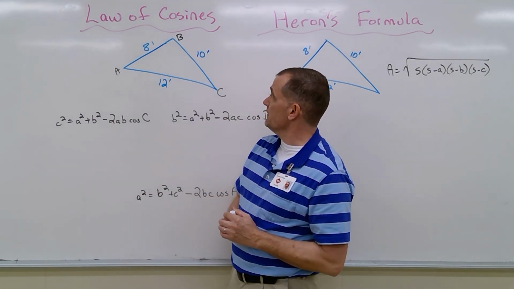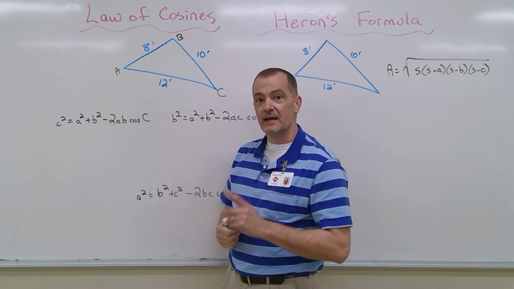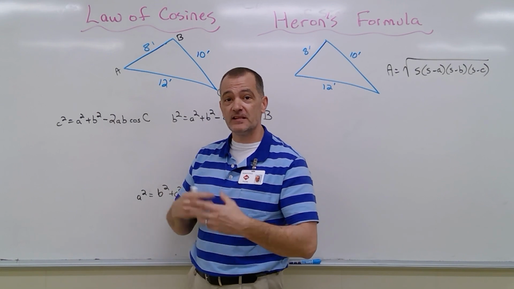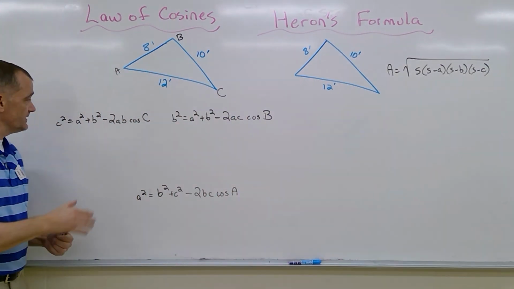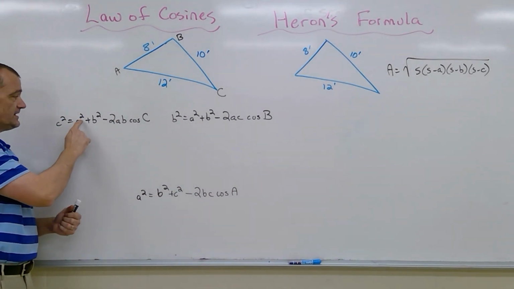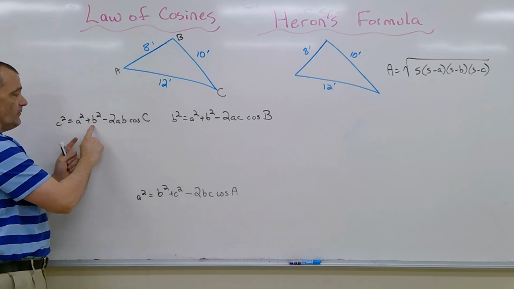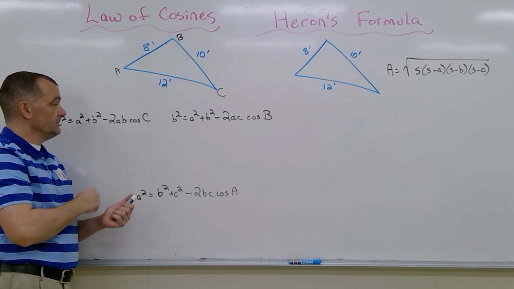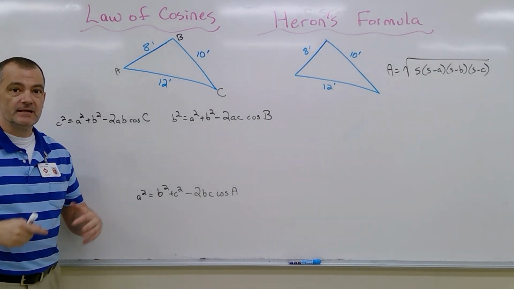Just make sure you know the law of sines, you know the law of cosines, and the law of cosines is nothing more than a special case of the Pythagorean theorem. I wrote it 3 different times. c squared equals a squared plus b squared. That is the Pythagorean theorem. And then what we do is we take away twice ab times the cosine of C. And look at the pattern here. It's the same formula. It really is.